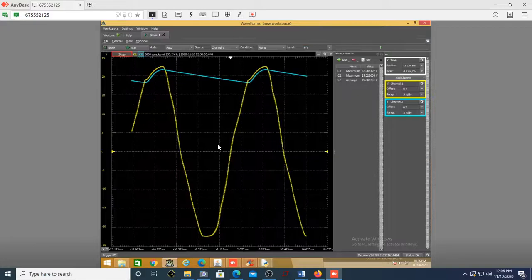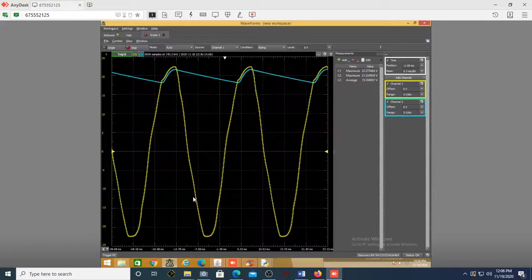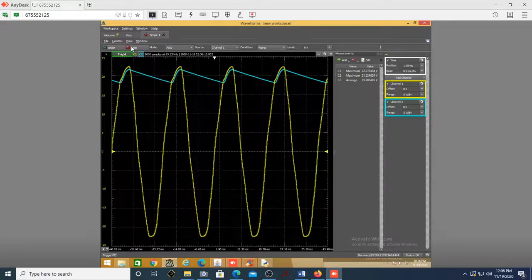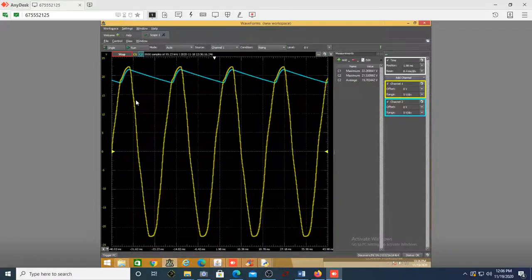Now this is what we get. I can again conduct and have more and more waveforms. You can clearly observe here that the capacitor is charging. While charging, it is going almost along with the input voltage. While discharging, you can see it is taking an exponential path. This is decreasing like this. This is again charging, discharging.